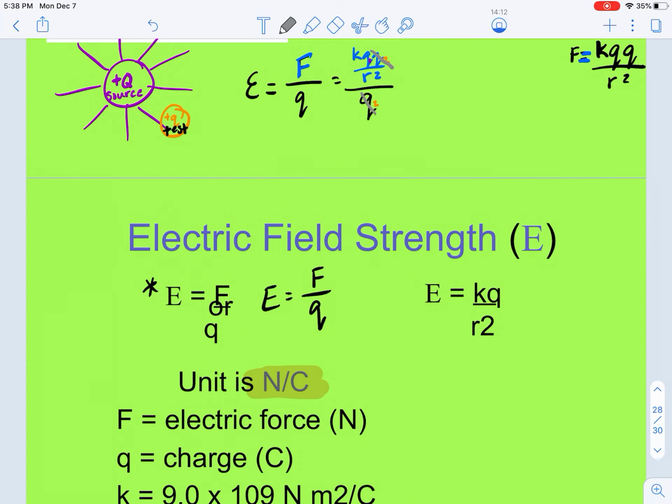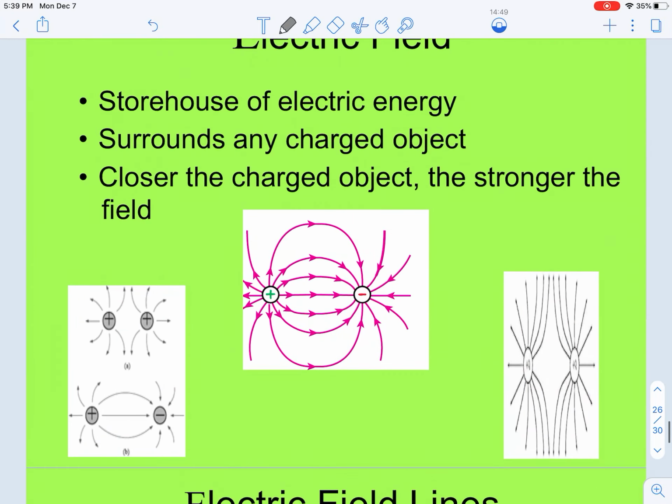So if we do not have the luxury of using a small little test charge to see the force experienced in order to determine that electric field, we could simply calculate the strength of our electric field by using Coulomb's constant, this Q, which would represent the charge from our original source, divided by the radius. So the electric field strength can be determined based on the strength of the source charge and how far away we want to place our object.